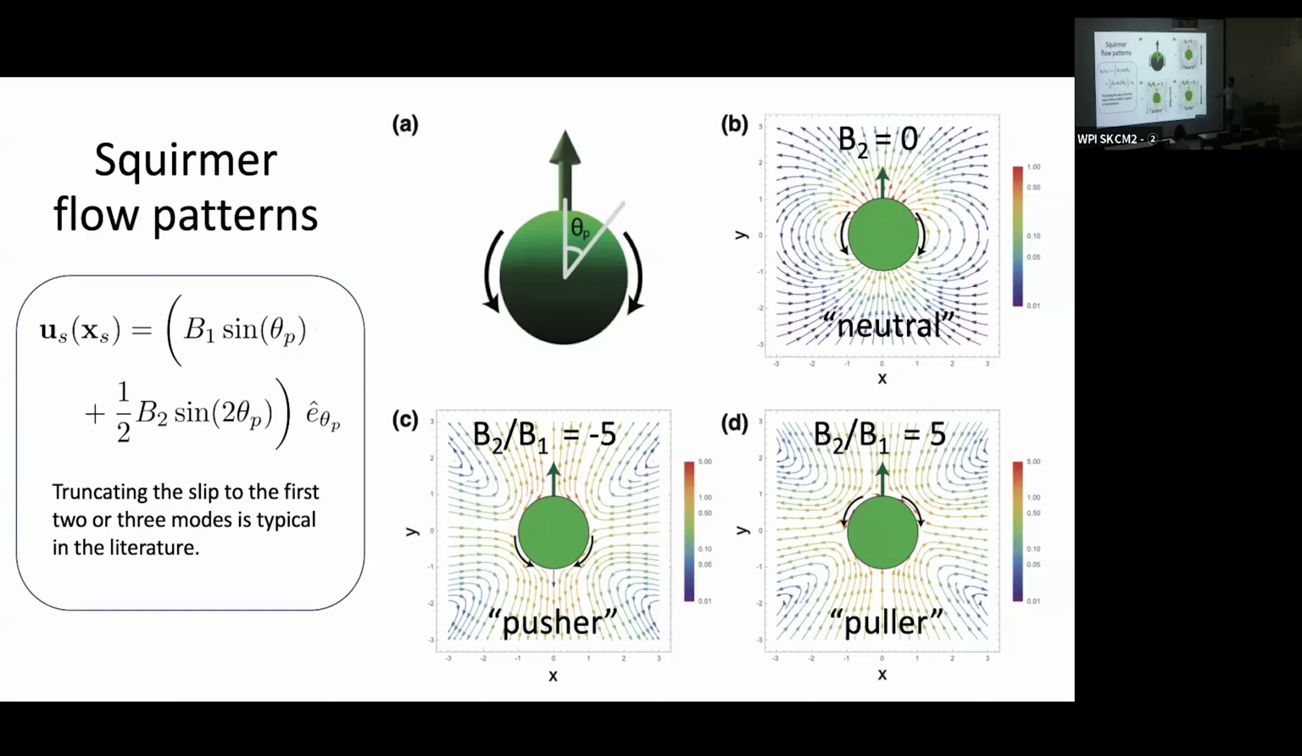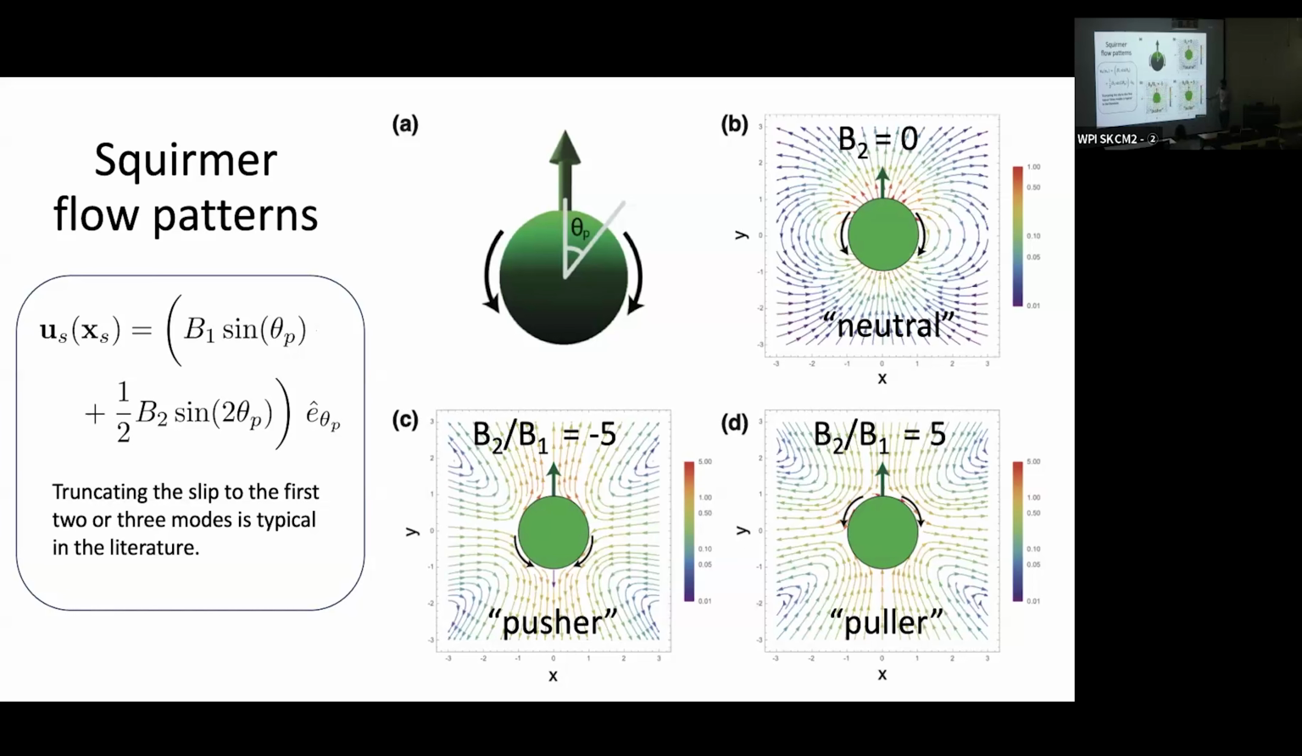But when you put in a B2, you get rather different flow fields. If you put B2 over B1 as 5, a positive number, then you're biasing the slip towards the front because we have a 2 theta here. So for theta between 0 and 90, we'll get positive. For theta between 90 and 180, we'll get a negative number. So we're enhancing the slip in the front and decreasing the slip in the back.